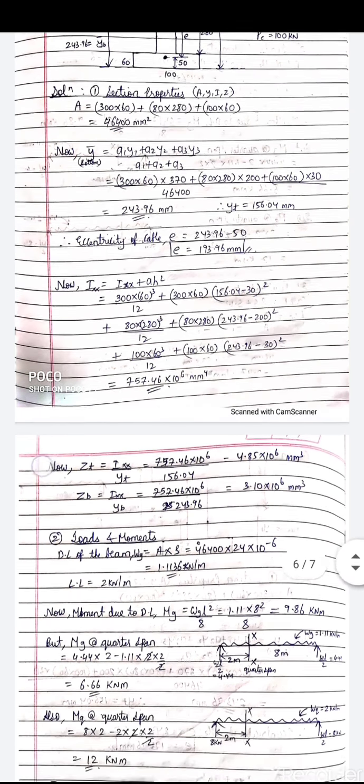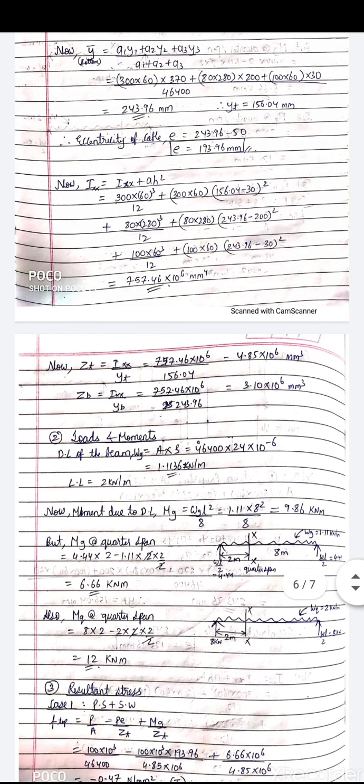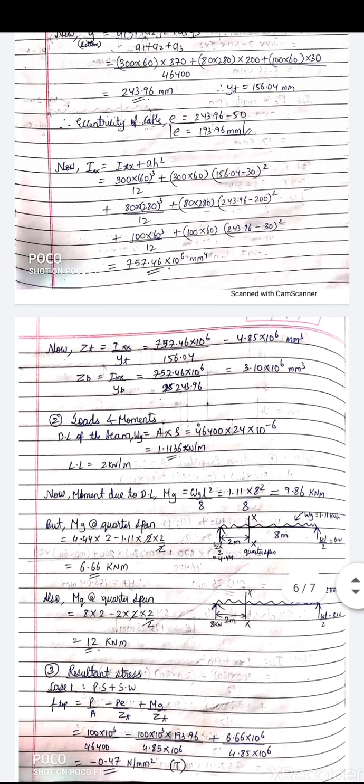Now the next step is to find out the loads and moments. First we'll find out the dead load of the beam, which is given by area into density. Area we already know, and density is given in the question. So we got the dead load as 1.11 kilonewton per meter. Please remember the units and then find out the dead load. The live load is also given to you, 2 kilonewton per meter. The moment due to dead load, I am finding out separately, Mg and Mq. So Wg into L square by 8.